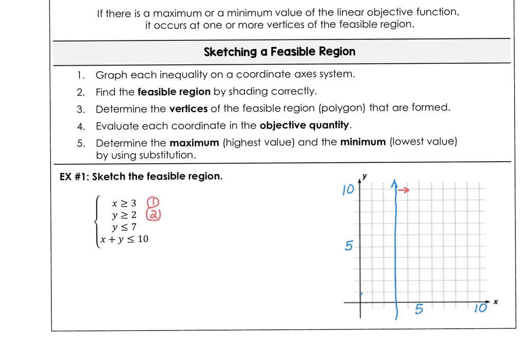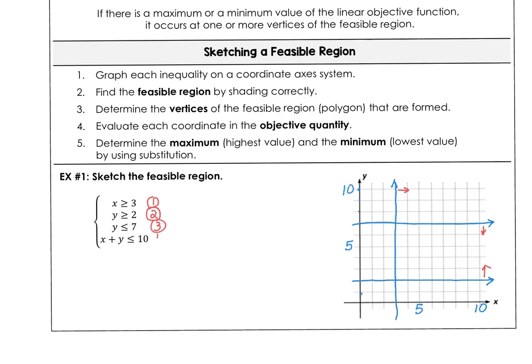Now equation 2, I want y greater than or equal to 2. So y is greater than or equal to 2 along this horizontal line. And again, put a little mark up here. I want to shade up to be greater than. In the third equation, y is less than or equal to 7. So if this is 10, 9, 8, 7, so y is less than or equal to 7. In this case, we would be shading down.